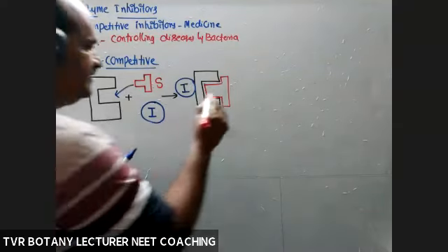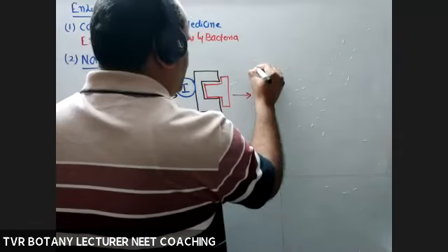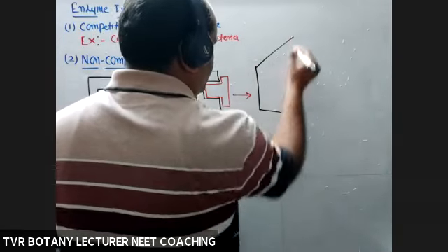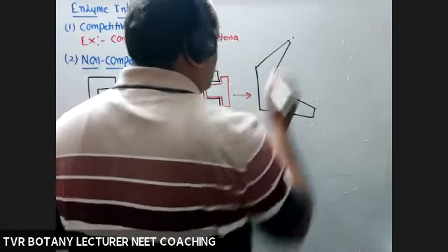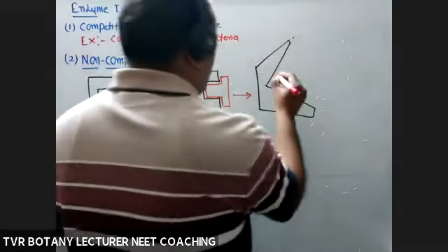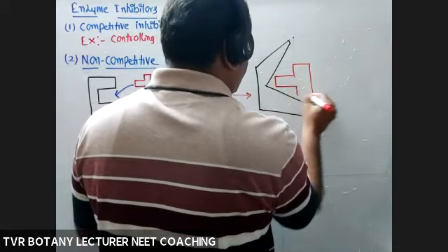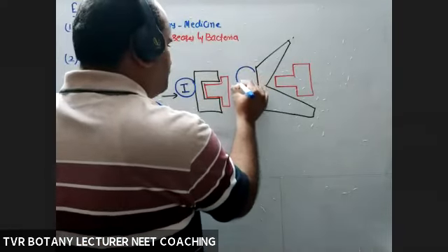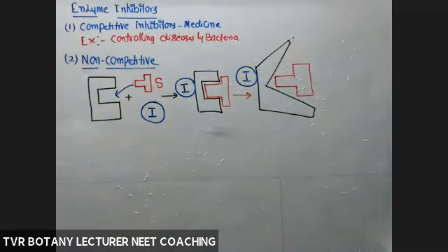Now this inhibitor is able to change the morphology of the enzyme. The enzyme morphology is completely changed. This is the enzyme. So what about the binding site? Widened. Once the morphology of the enzyme or binding site is changed, is the substrate in contact with the binding site? No. So here, the enzyme is permanently damaged.